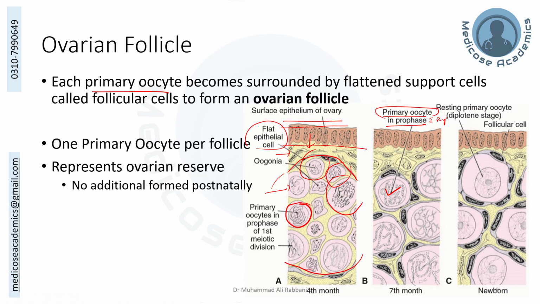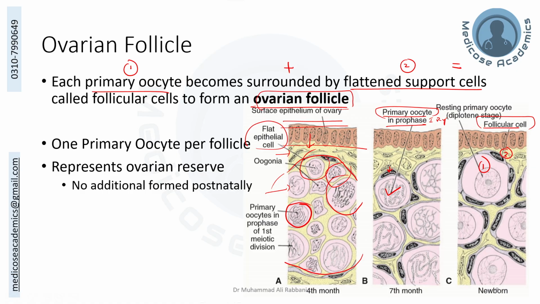So this combination of primary oocyte and the flat follicular cells, so flat supporting cells shown in gray here, this combination of these two things is called the ovarian follicle. So whenever the ovarian follicle comes to mind, you should think of two things: the primary oocyte in the center, surrounded by the flat follicular cells. Now these flat cells are called follicular cells. So a primary oocyte surrounded by flat follicular cells is equal to an ovarian follicle.